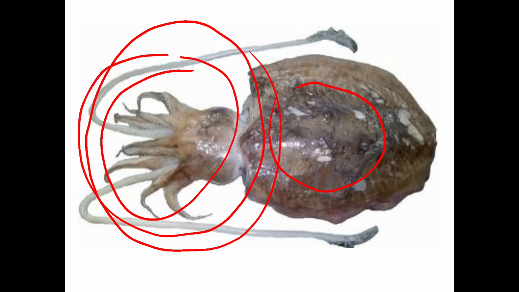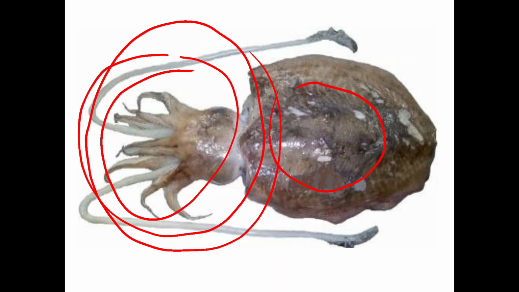Then the sense organs are well developed because they have a well developed nervous system with the brain. And about their sense organs, their eyes are even more complex than ours. Then the sexes are separate and development is direct. There will be no larval form present in case of cephalopoda.